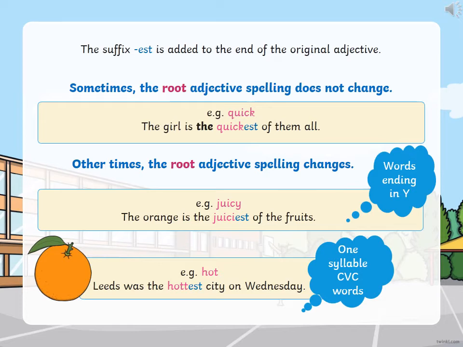Again, if I have a word that is one syllable and ends in CVC, consonant, vowel, consonant, I must double the last letter before I add est. Leeds was the hottest city on Wednesday.